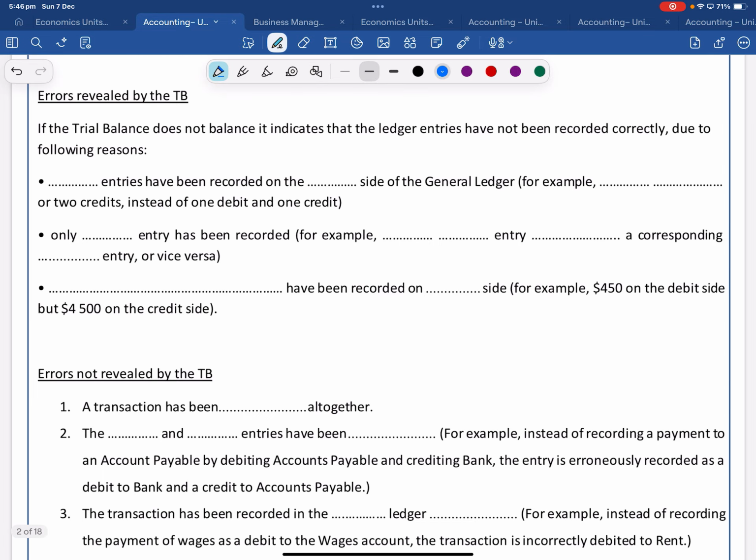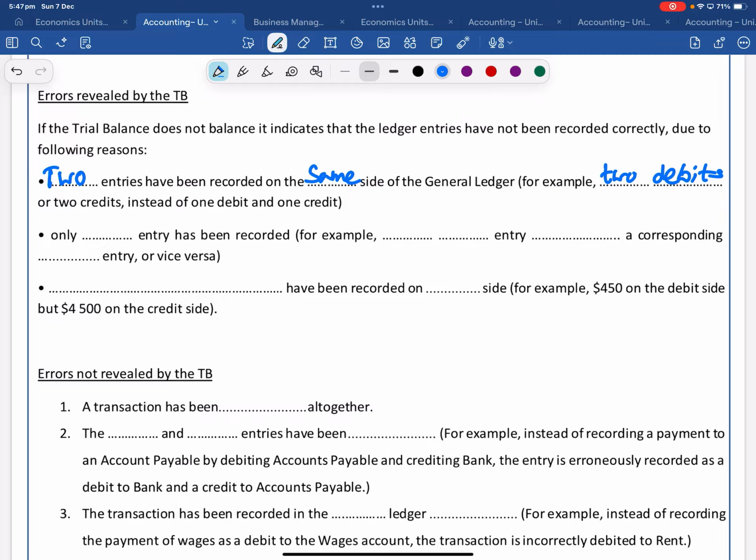Okay, first one guys, errors revealed by the trial balance. Please write. Two entries have been recorded on the same side of the general ledger. For example, 2 debits or 2 credits instead of 1 debit and 1 credit.